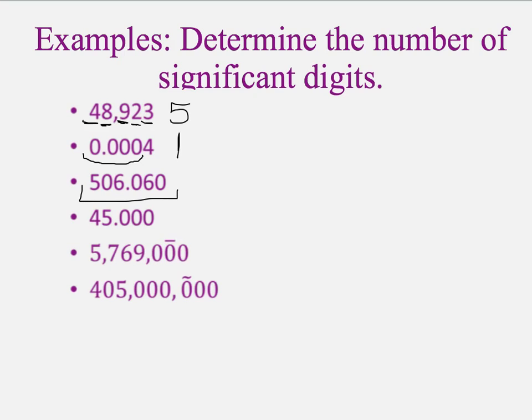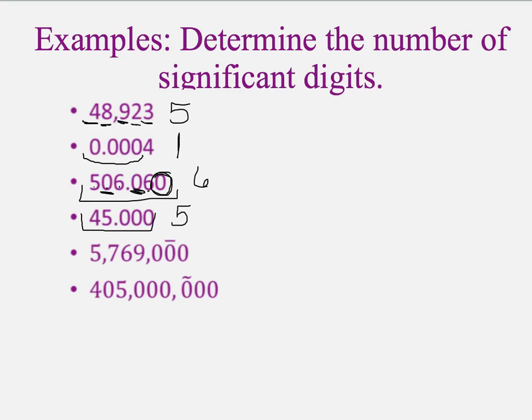This example has 6. A zero that's in between two non-zero digits is significant. So 1, 2, 3, 4, 5, and then the last 0 is actually also significant. A 0 to the right of the decimal and simultaneously at the end of the number is considered to be significant. So then the same thing would be true here. 1, 2, 3, 4, 5.